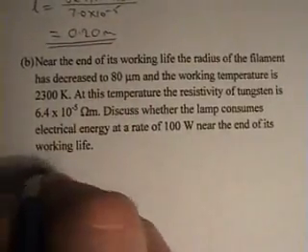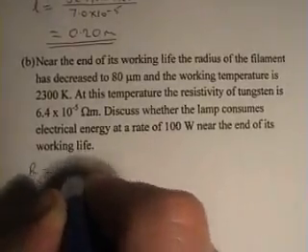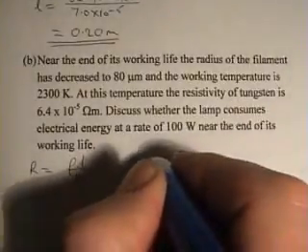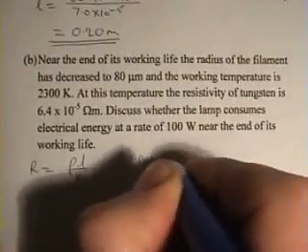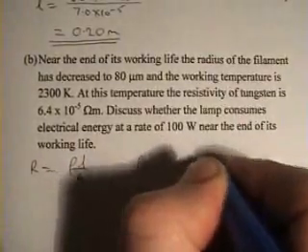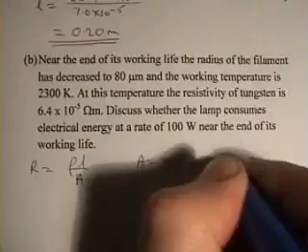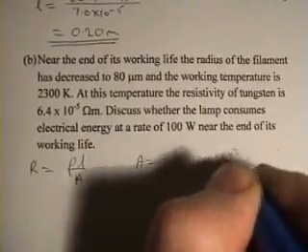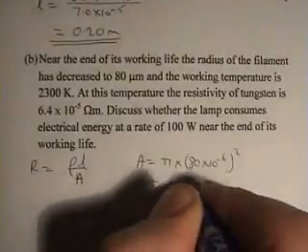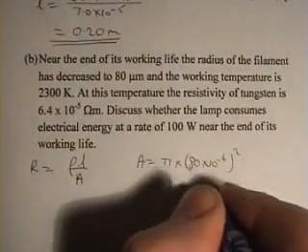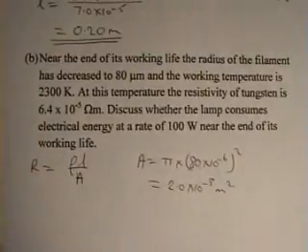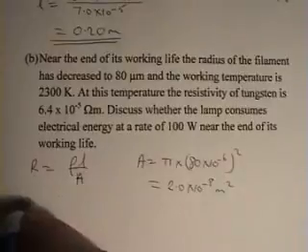So the new resistance is rho L divided by A. Forgot to work out the new area. New area is pi times, and it's 80 micrometers, squared. Yours of course is a different number. New area 2.0 times 10 to the minus 8 meters squared.